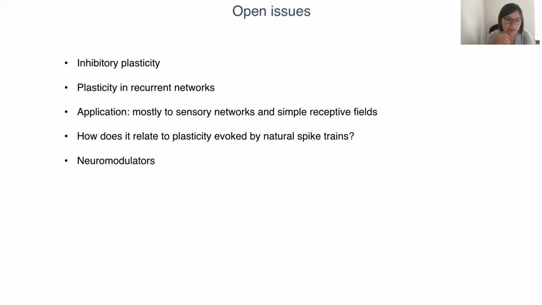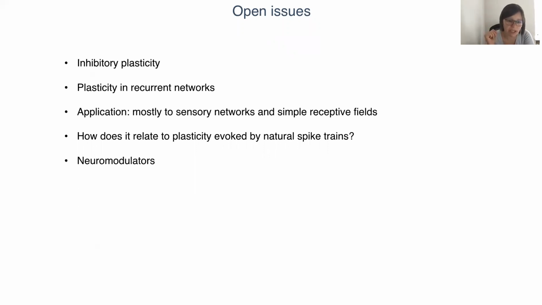And I'll just end with showing you lots of open issues that we're working on and other people are working on. So inhibitory plasticity is a way to generate EI balance. Everything I showed you was purely excitatory plasticity. Plasticity in recurrent connections: we have started to address this. I showed you one of our recent works, but this is really a big open question about what is the minimal set of mechanisms so you get activity that doesn't blow up or die down.